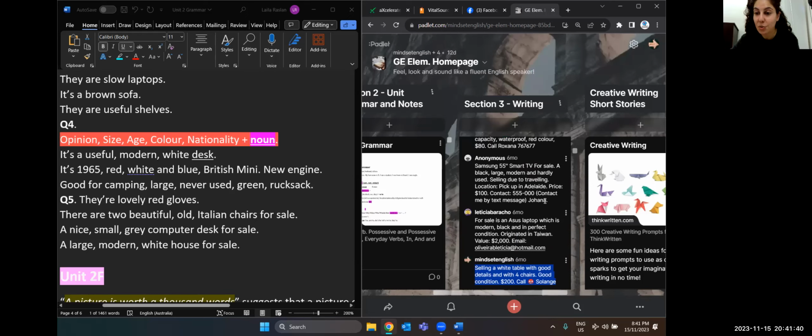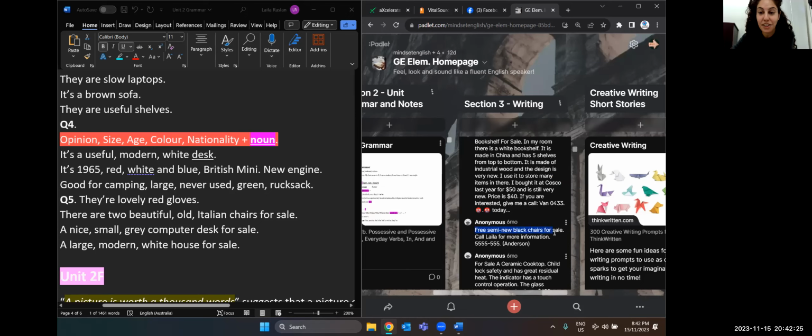So someone is selling, Joanna is selling her TV. So she says Samsung 55-inch smart TV for sale. So that's her big introduction. And then she has details. A black, large, modern, and handy, and hardly used. Now she wants to say why she's selling it. So if you want, people do that with their cars. They say that they're moving overseas, or they want to buy something smaller, or they want to upgrade. She says selling due to traveling. Location, pick up in Adelaide. Price, $100. Contact, just any number. Contact by text messages.